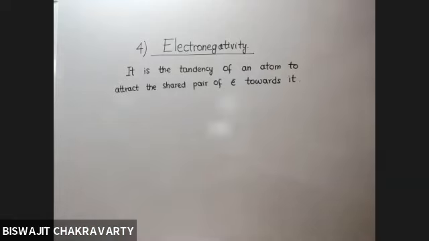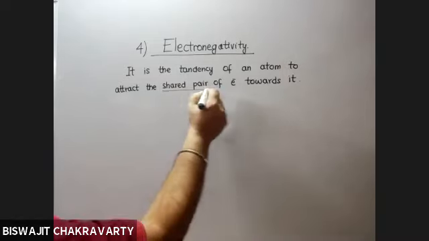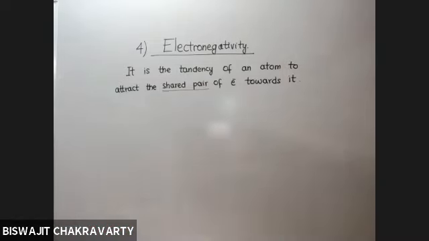So the moment I use the term shared pair of electrons, it means that atom cannot be in isolation, isn't it? It has to be in combination. Yes, sir. So this is what makes electronegativity different from that of electron gain enthalpy. They are completely different. Whereas electron gain enthalpy was the energy change taking place, and this is the tendency.